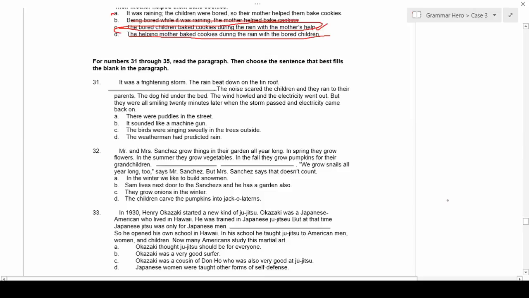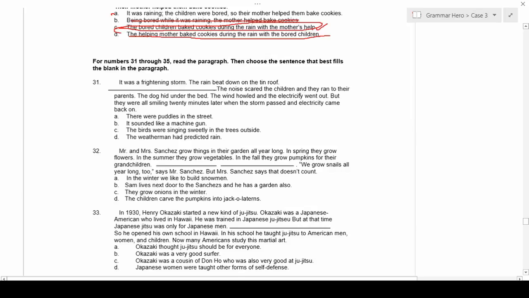Okay, so for 31 through 35, it says read the paragraph and choose the sentence that best fills the blank in the paragraph. As you do problems like these, it's key to read the sentence before the blank and the sentence after the blank, because typically there's going to be a clue. Okay? It was a frightening storm. The rain beat down on the tin roof. Blank. This is where we put our sentence.